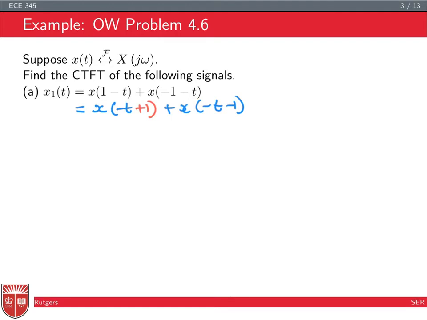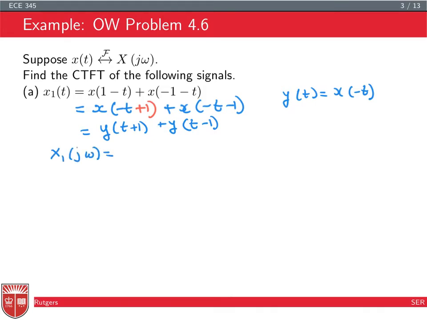Let's call y of t equal to x of minus t. So this is going to be equal to y of t plus 1 plus y of t minus 1. Now, in this way, I can use the time shift property, and I can write that x1 of j omega is equal to e to the minus j omega times y of j omega plus e to the j omega y of j omega. And now you can take y of j omega outside, and this is going to be equal to 2 cosine omega y of j omega.